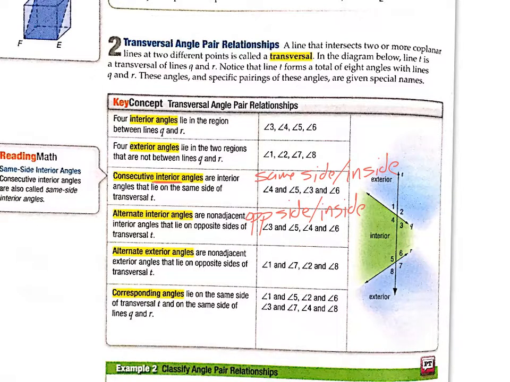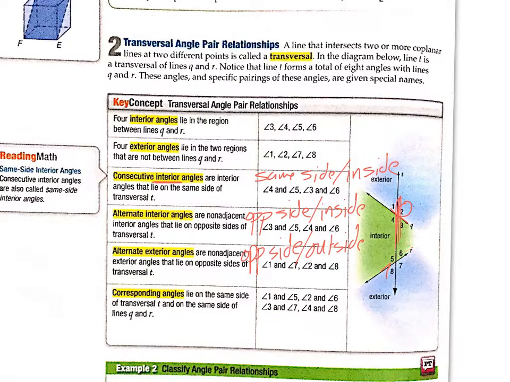Okay, the next ones are called alternate exterior. So similar to alternate interior in that they're opposite side, but they're both on the outside. The word exterior means outside. So the example we have here are 2 and 8. Because they're both outside of Q and R, and they're on opposite sides of the transversal.